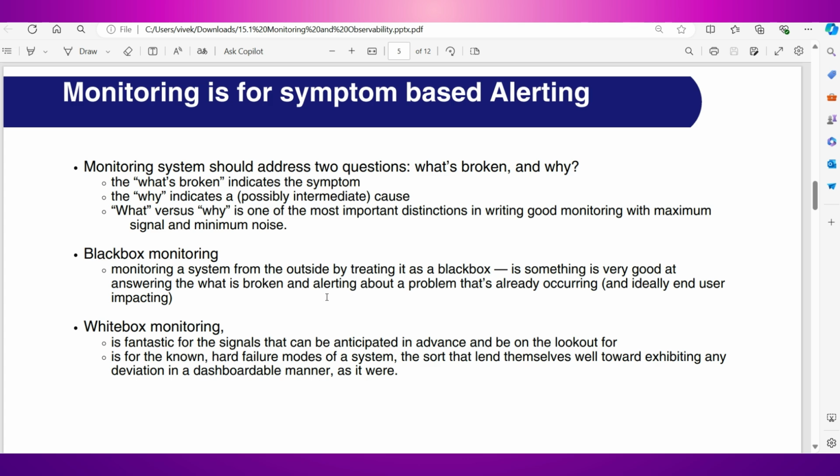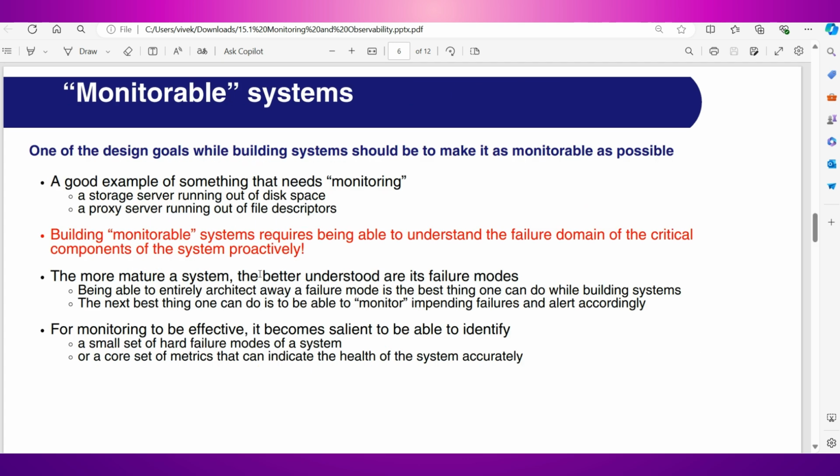Okay, so here we have some definitions. In black box monitoring, we monitor a system from the outside, treating it as a black box. It is very good at answering what is broken, and alerting about a problem that is already occurring, as already explained.